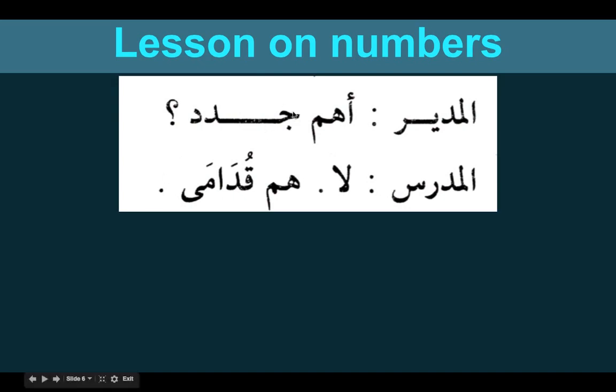Ahum jududun. See, ahum jududun. Hum jududun. So you have to use plural. So if it is 1 student, say ahuwa jadidun. Because it is plural, we use plural. Ahum jududun. La, say no. Hum qudama. So what is qudama? It is plural for qadimun. Jadidun, qadimun. Jududun, qudama. So you can learn plurals and opposites here as well.